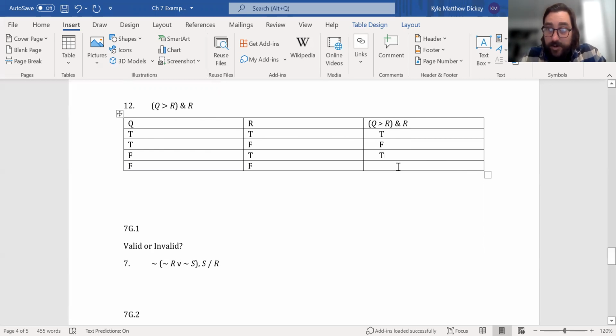Why? Because the rule for the conditional says that if the antecedent is false, the conditional is true, or if the consequent is true, the conditional is true. That happens to be both in this case. And in the final one, the antecedent is false, so once again the conditional is true. Now we've got this worked out, we just have to compare that with R, because we've got the and here. So true, and in this case R is true, so true.